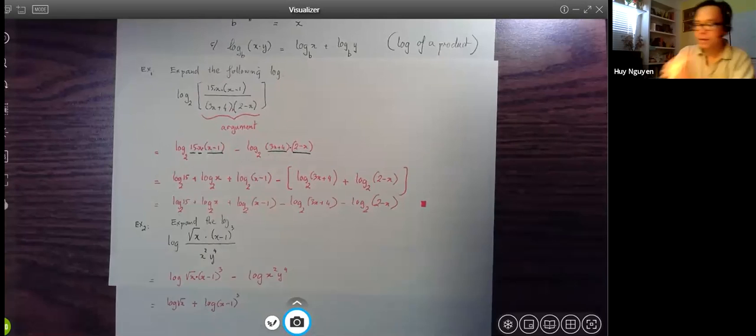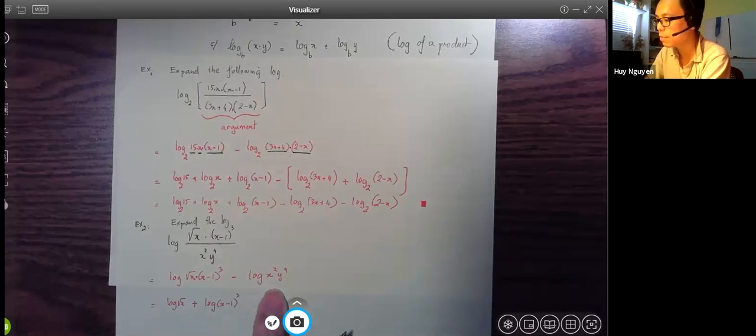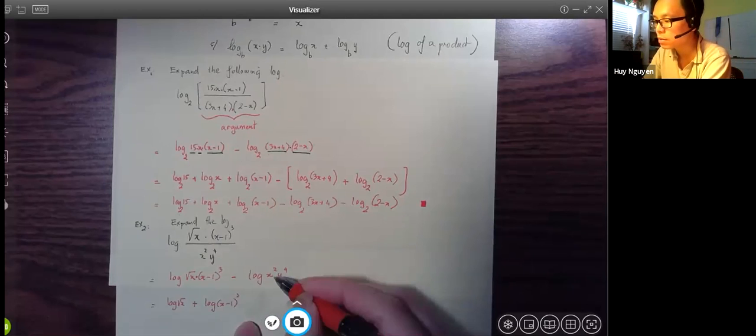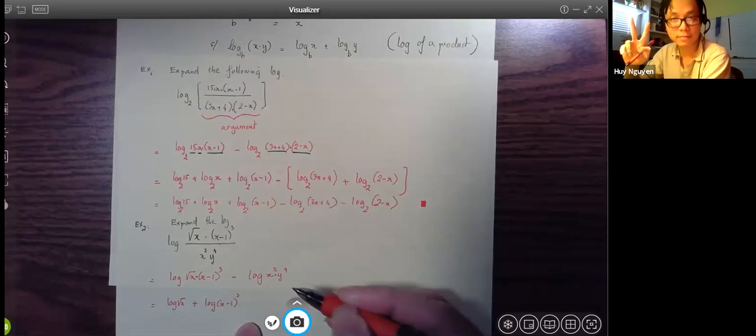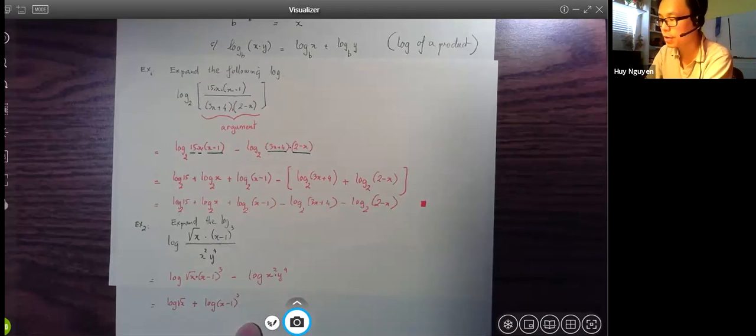Now let's deal with the second log. Same thing. How many factors? How many multiplication signs? You have only one multiplication sign, which means you have two factors. Then you can split it up using the same property. So it becomes log base 10 of x squared plus log base 10 of y to the fourth.